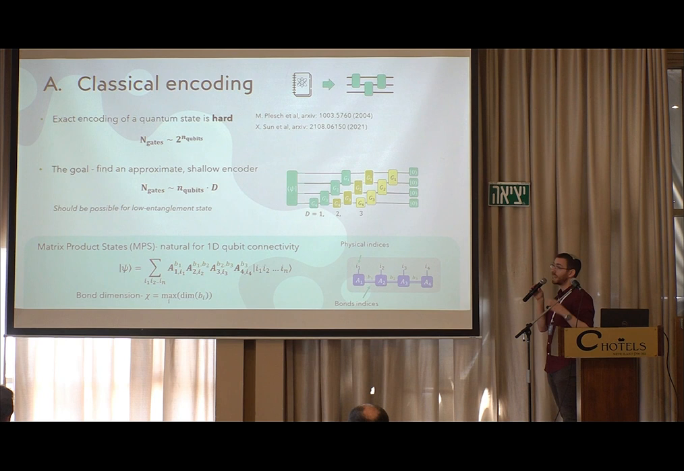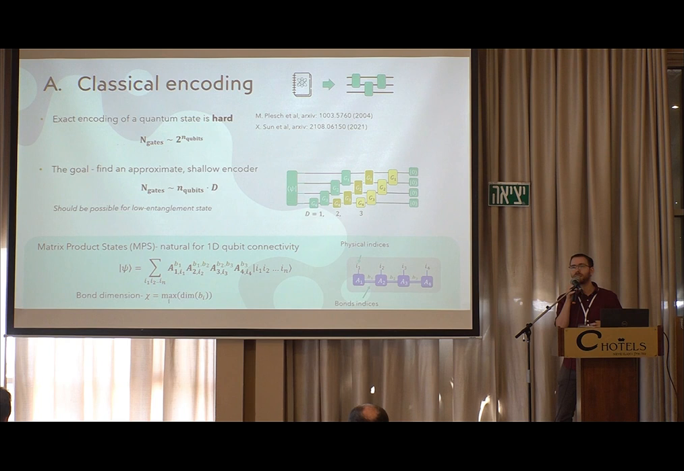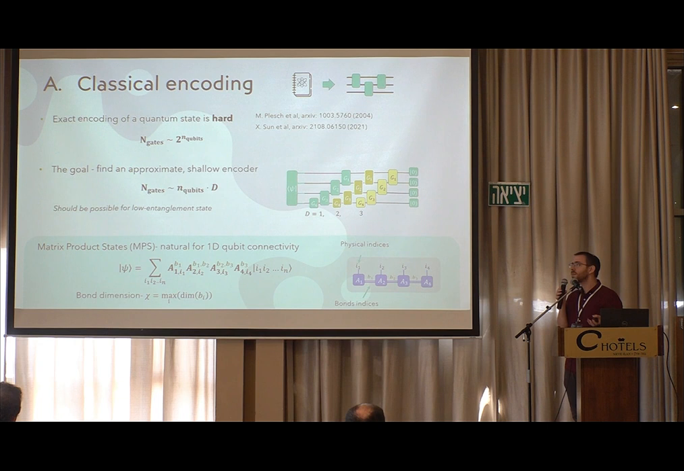but it requires n-qubit gates with n larger than 2. So in the general case, if the bond dimension is quite large, you have to apply three-qubit gates or four-qubit gates and so on. So what do we do? How do we find an approximate encoder that doesn't require n-qubit gates and still gets the job done?